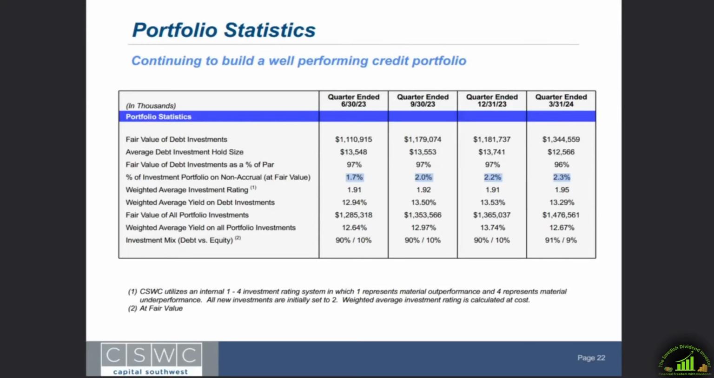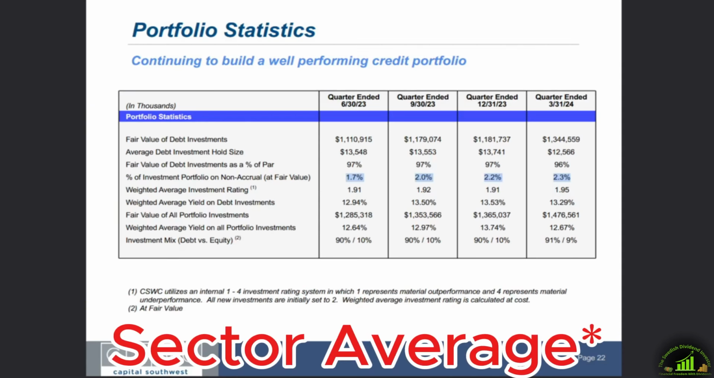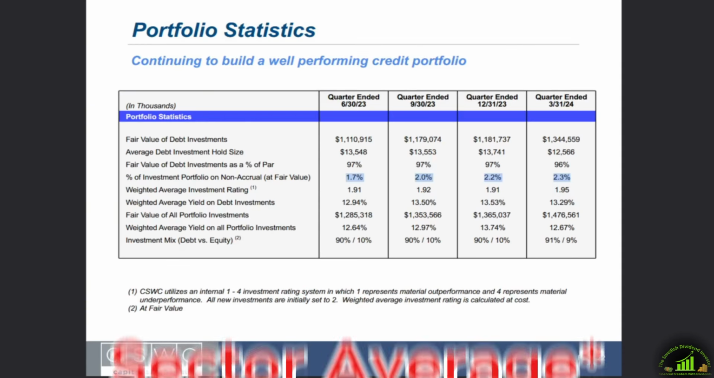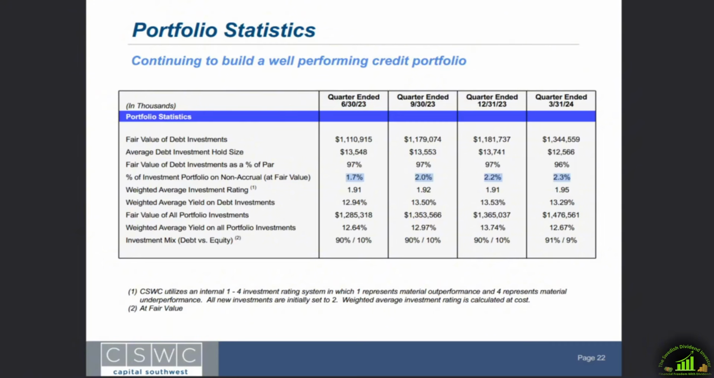Their non-accrual is sitting at 2.3%. This is how much of their debt that they don't get interest on. So it could be companies having problems paying their debt. It has ticked up slightly over the year, and it's above the average of 1.7%. So we will see how that goes.